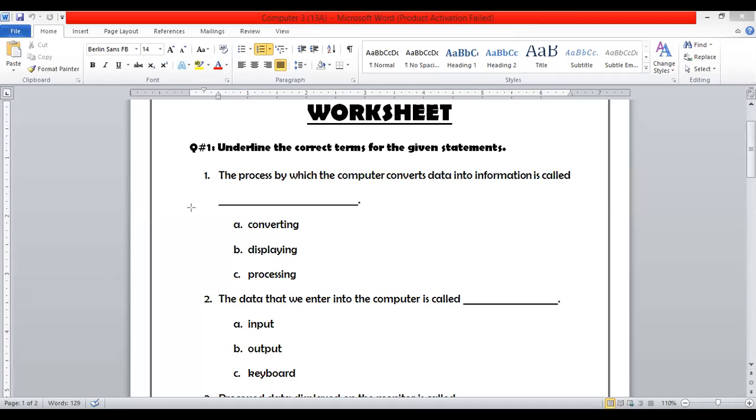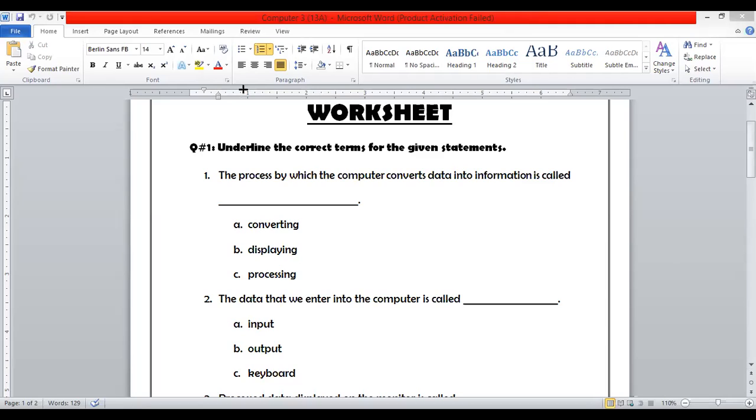Hamza Walid, can you tell us the answer? Processing. So Anas, Yad, Hamza are saying it's processing. Yes, all three of you are right. The right answer is processing. In the chat, Hamza Suleiman also gave the right answer. Very good. Computer converts the data into information is called processing. As we all know, the working of the computer is called processing.